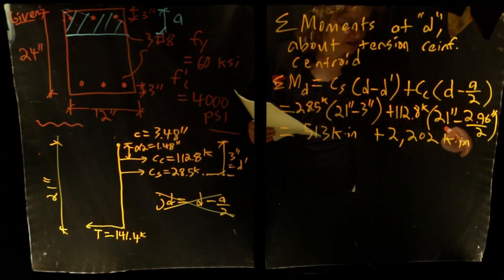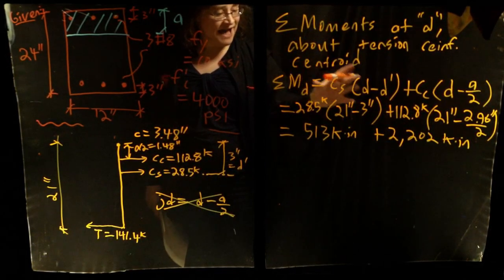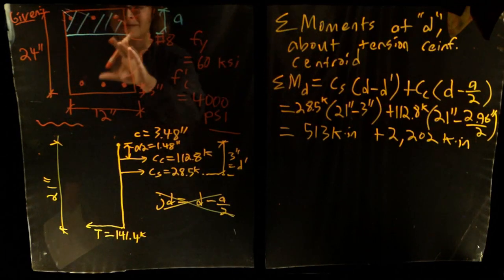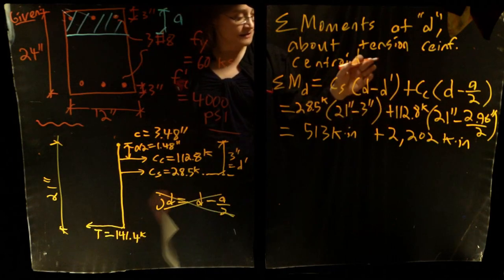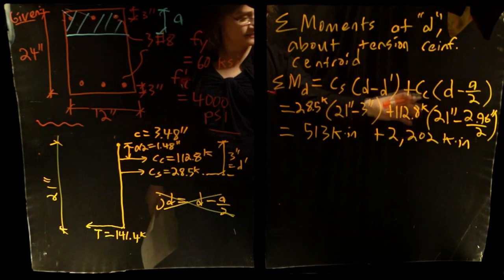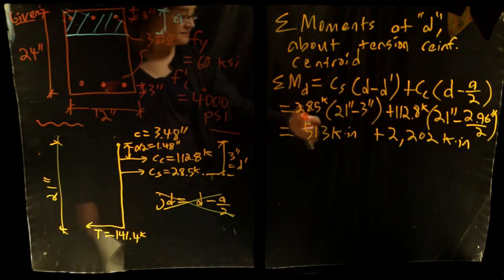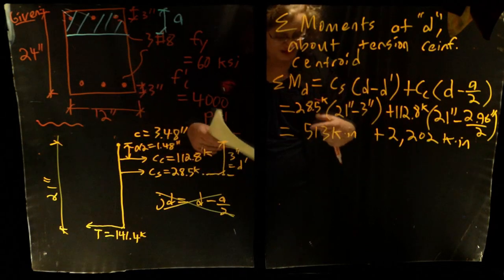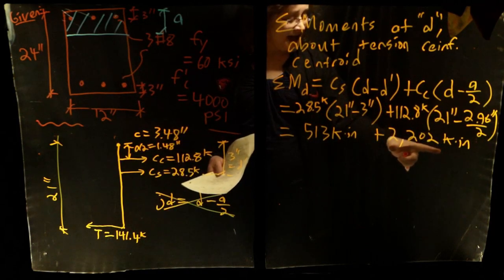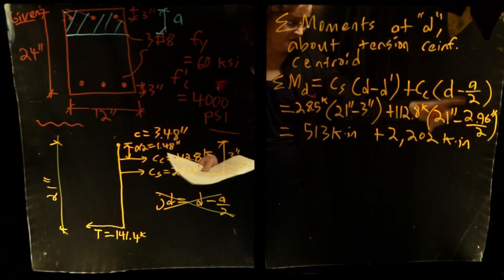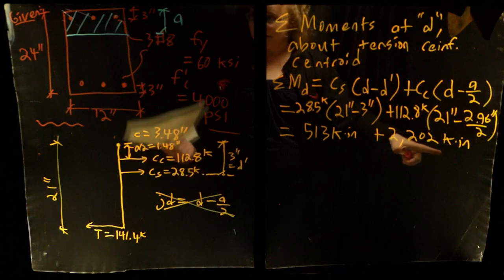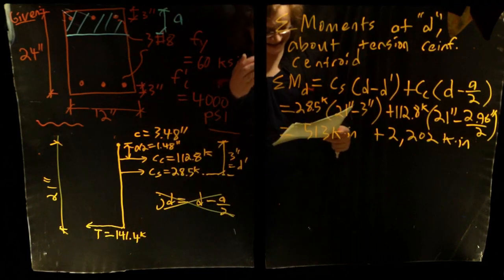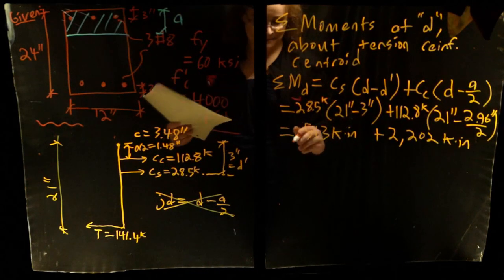So we see, even just from this, that even though we've doubled the amount of steel, the vast majority of the moment capacity of our beam is coming from the concrete, not from the steel. At the neutral axis depth where we have achieved force equilibrium, we have 2,200 kip-inches generated by the concrete and only about 500 generated by the steel. So that is interesting. Take note of that. We'll get back to that.